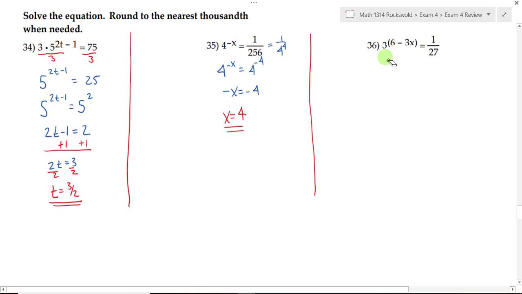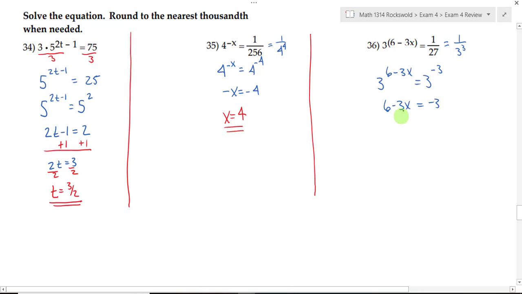On the next equation, we have 3 raised to the 6 minus 3x equals 1 over 27. Is it possible to write 1 over 27 as a power of 3? This is where knowing your powers comes in handy. 27 is 3 to the third power. So I could rewrite this as 3 raised to the 6 minus 3x equals 3 raised to what power? Negative 3. So the bases are equal, so I just set my exponents equal to each other and then solve for x.